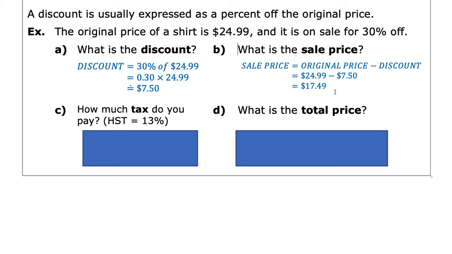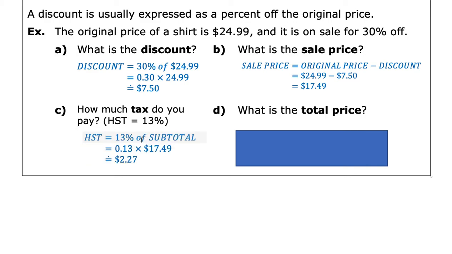Once we have our sale price, we then apply taxes. In Ontario, it is 13% HST. So how much tax do you pay? We need to increase the price by 13%. First, let's find out what 13% is. It's 13% of the subtotal, remember that's the price before taxes. We multiply 0.13 times 17.49, which was our sale price as we just calculated. That additional tax is $2.27.